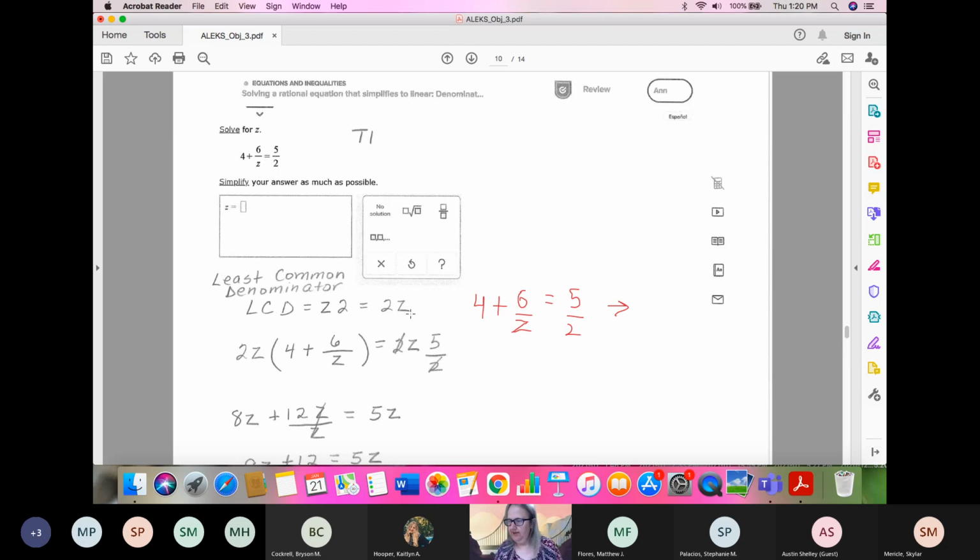Now, what do we do with that least common denominator? We want to multiply both sides by the LCD to clear the fractions. To clear the fractions, in other words, to get rid of the fractions.